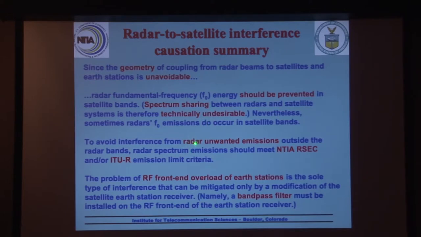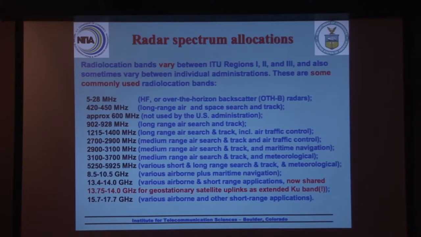Now, as for radar unwanted emissions, they're lower in power than the energy at the radar's fundamental, but to mitigate or avoid problems with the unwanted emissions, as we saw, it's desirable that the NTIA RSEC, or alternatively the ITU-R emission limit criteria, be met by radar transmitters. And then finally, we'll consider the problem of RF front-end overload separately, but that type of interference can be mitigated only by modifying the Earth station receivers. Nothing can be done to the radars to mitigate that problem. This problem can be mitigated by radars. This problem cannot. This problem can only be solved by putting a bandpass filter on an Earth station receiver.